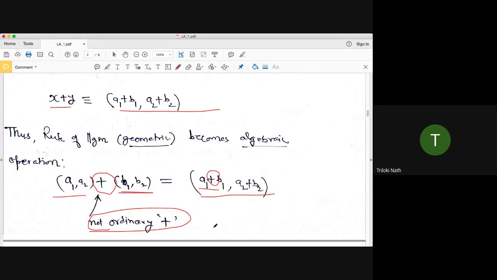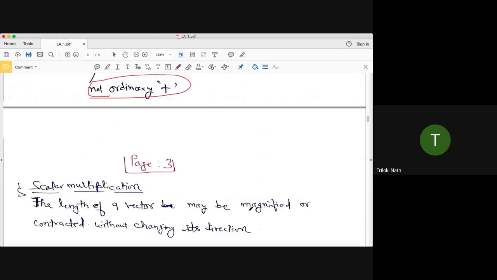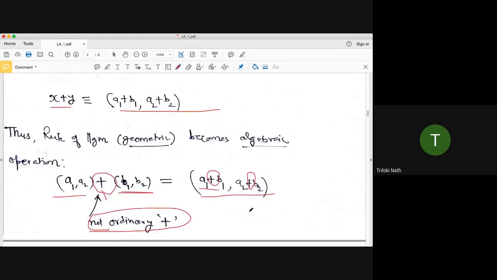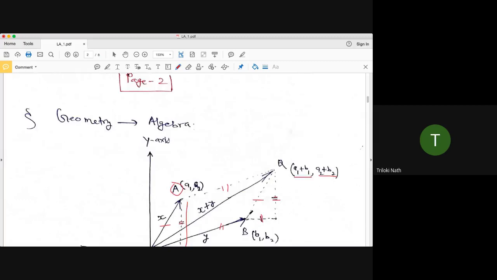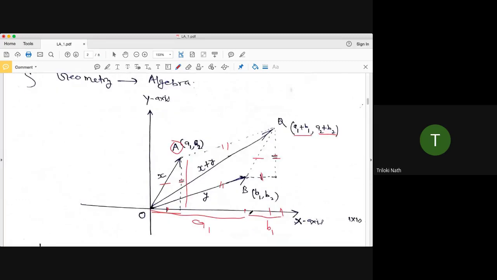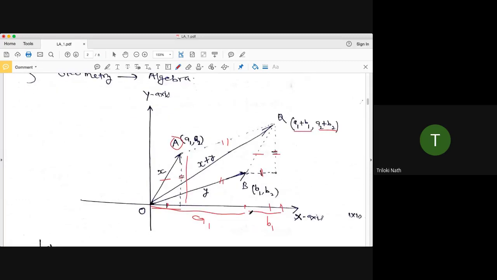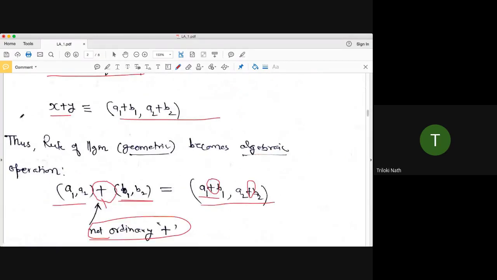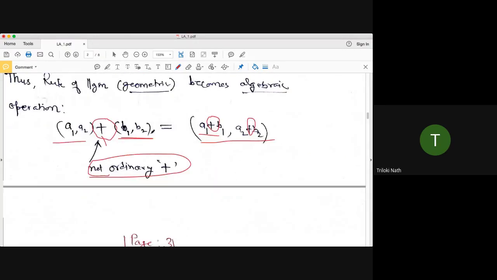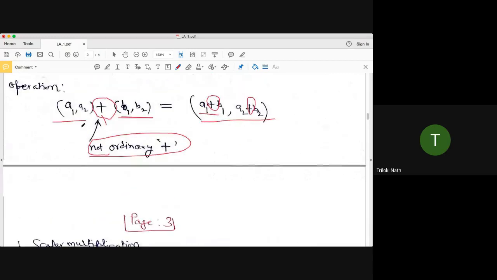You are well aware of this. So similarly, this plus is different from this plus. So later on we will clear this. Okay, fine. So this one, you see the vector addition, which was the geometric concept from physics, is now converted into the algebraic operation. That is how to add two coordinates, how to add two points, is well defined now.